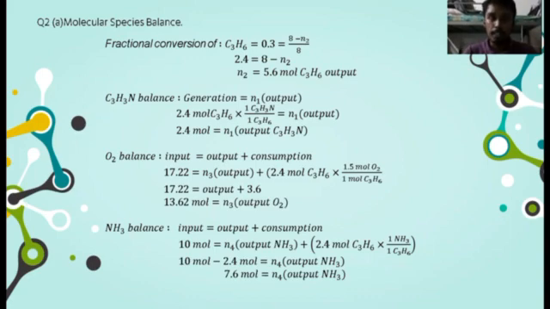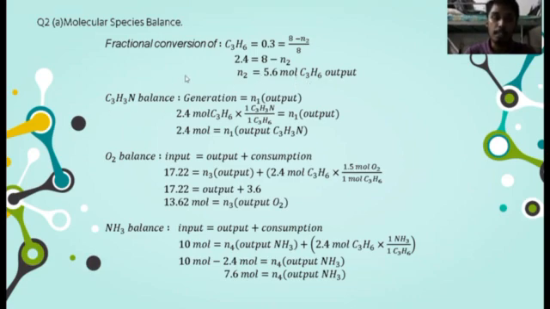For the molecular species balance, it starts from the fractional conversion, which is 0.3 for propene. In the question, they directly give the propene's fractional conversion, which is 0.3. The other thing we need to find is N2, the outlet of C3H6, which is propene. It is done by 0.3 equals 8 minus N2 over 8, which is the formula to calculate the fractional conversion, but we are using it to find N2, which is 5.6 mole.